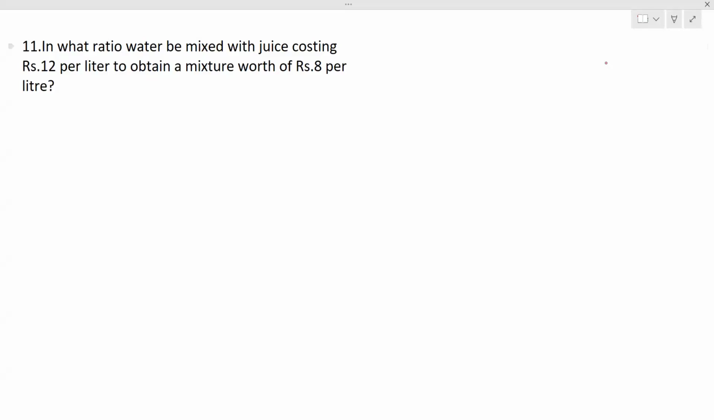What is the answer? I hope you guys have solved it. In what ratio must water be mixed with juice? Now, water is given. I'll write water here. Be mixed with juice, I'll write juice here. Water we mix with juice costing rupees 12 per liter. Juice price is 12 rupees per liter, to obtain a mixture worth rupees 8 per liter.